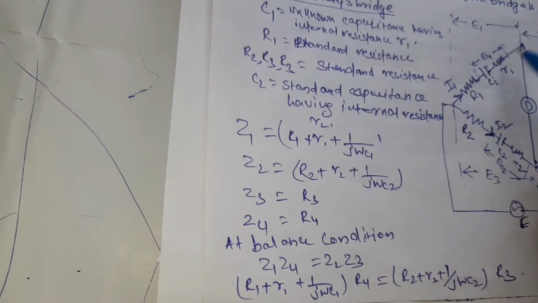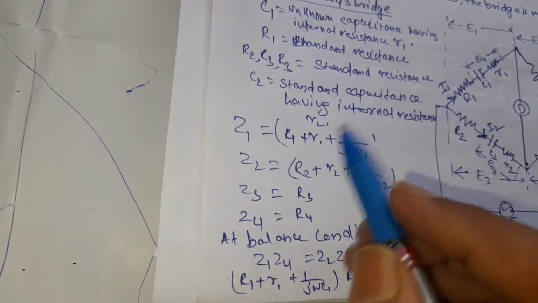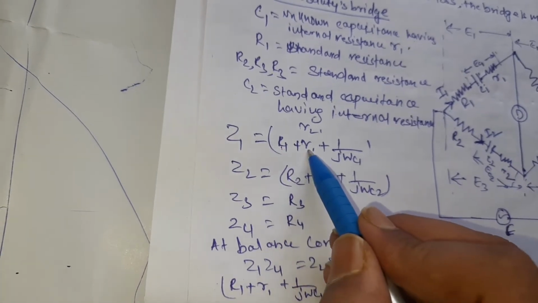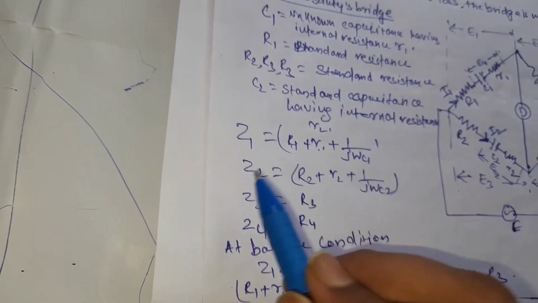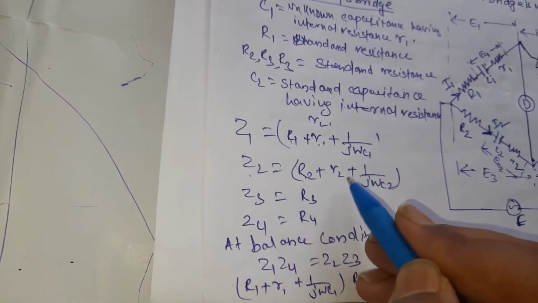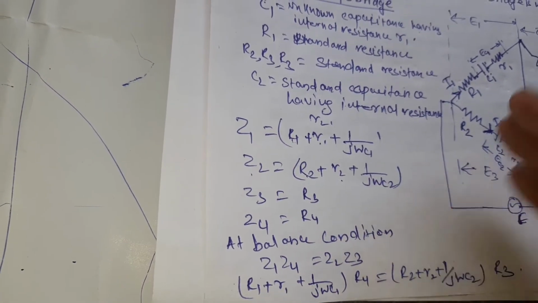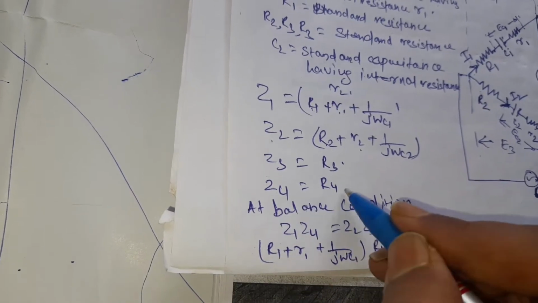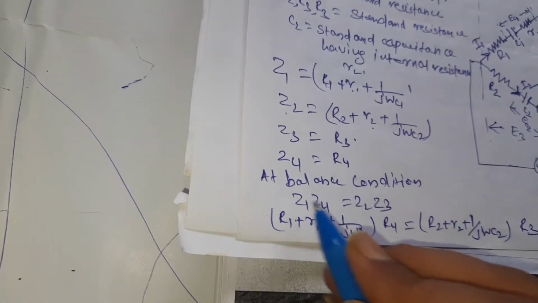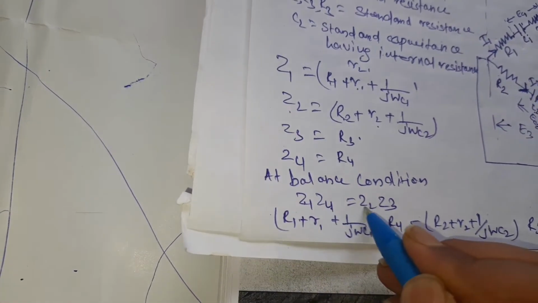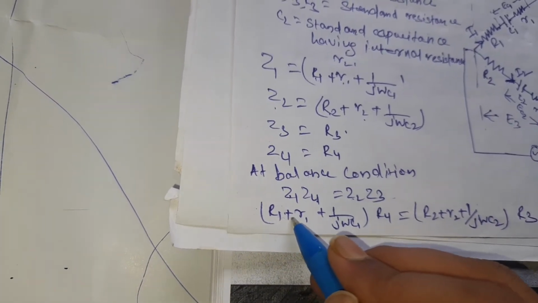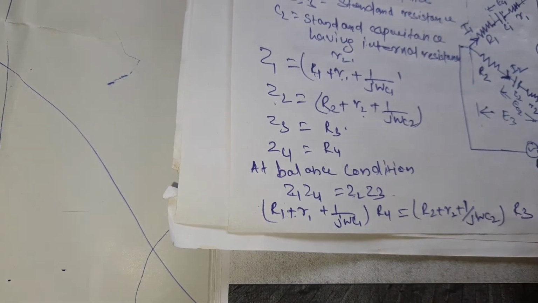Impedance of branch 1 is Z1 equal to R1 plus small r1 plus 1 by j omega C1, and Z2 is equal to R2 plus small r2 plus 1 by j omega C2, Z3 is equal to R3, and Z4 is equal to R4. At the balance condition, Z1 into Z4 is equal to Z2 into Z3. By putting the values of Z1, Z2, Z3, Z4, we get the equation in this way.